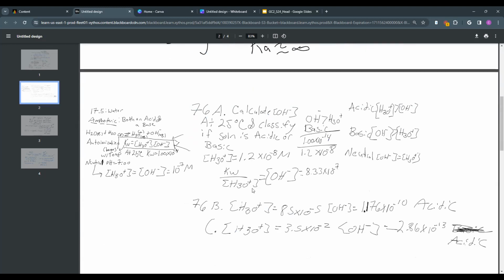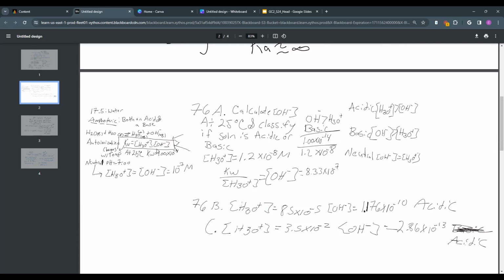Then we looked at problem 76A as well as talking about section 17.5, which is water. Remember, water is called amphoteric. It is both an acid and a base, depending on what it's interacting with. Water can also auto-ionize. That is, when it reacts with itself, it will create H3O plus and OH minus.